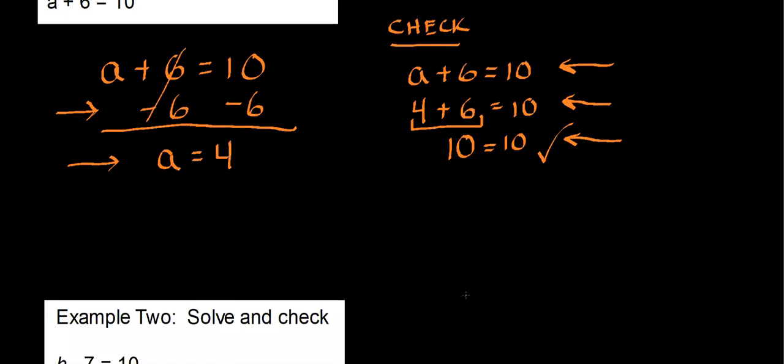All right, let's take a look at one more example here. This example is h minus 7 equals 10. So once again, my goal is to solve my equation for my variable. In this case, my variable is h. So there's some number h that I'm going to take away 7 from, and that's going to equal 10. And my goal is to find this mystery number. So what mystery number minus 7 equals 10?